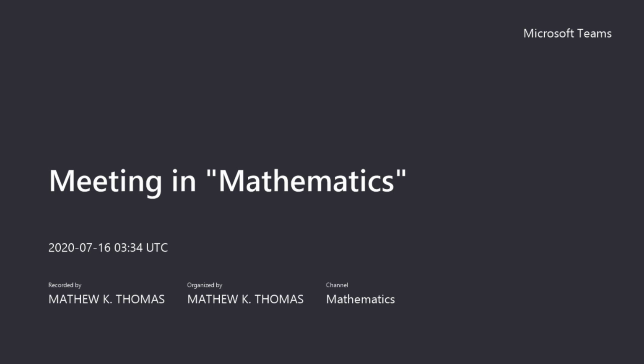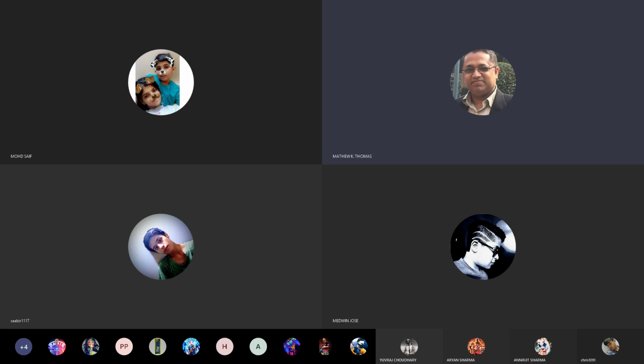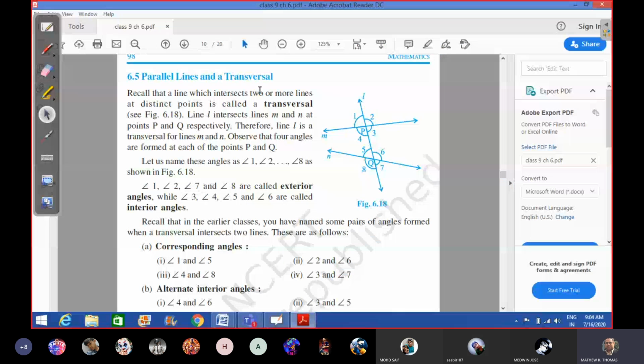Before 6.2, you should understand the meaning of parallel lines and a transversal. You know, there are two lines intersected by a transversal. This is called a transversal. Now, what happens when two lines are intersected by a transversal? There are 8 angles formed: angle 1, 2, 3, 4, 5, 6, 7, 8.